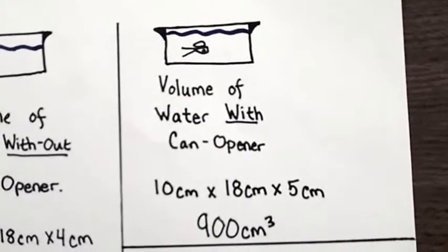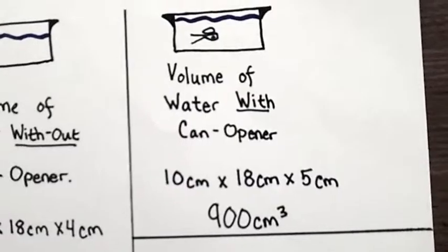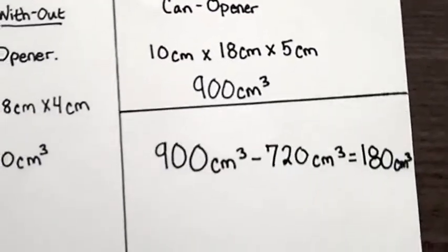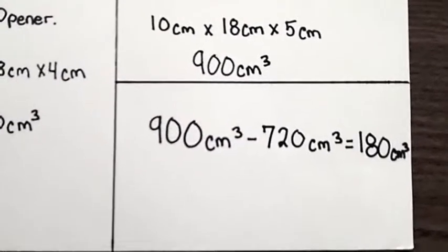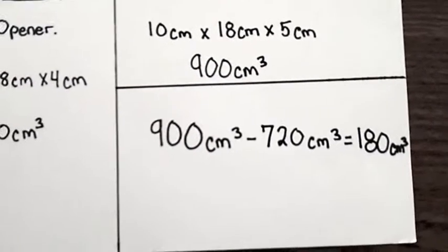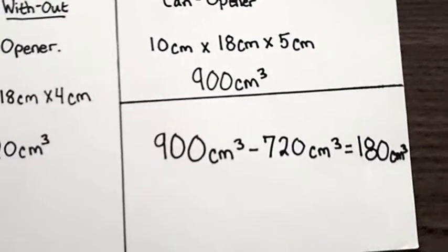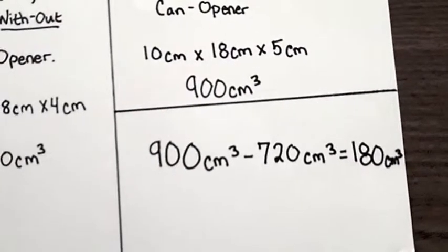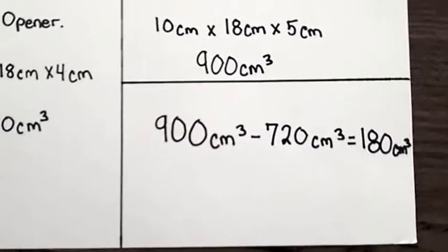So the water level raised by 1 centimeter, so it'd be 10 times 18 times 5, which gives you 900 cubic centimeters. Finally, you just want to find the difference between the container with the can opener in it versus the container without the can opener. So 900 minus 720 leaves you with 180 cubic centimeters. And that gives you the volume of your can opener.